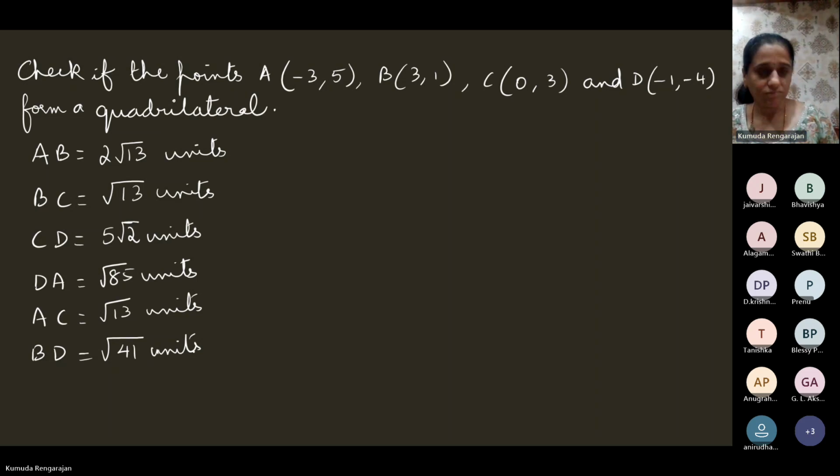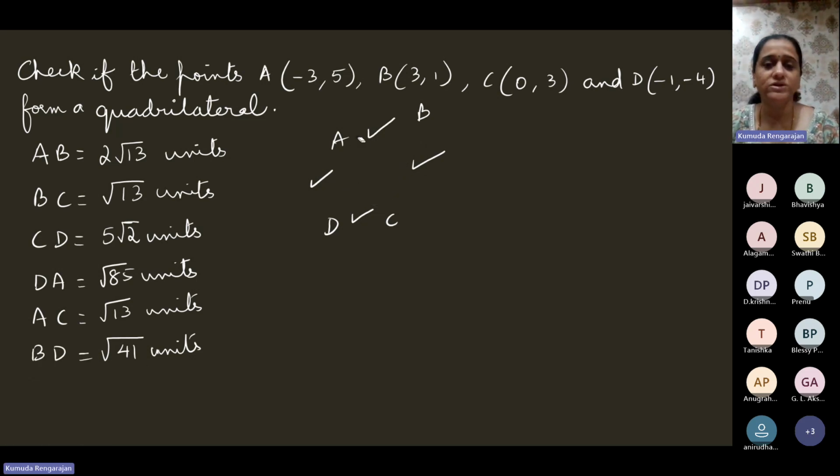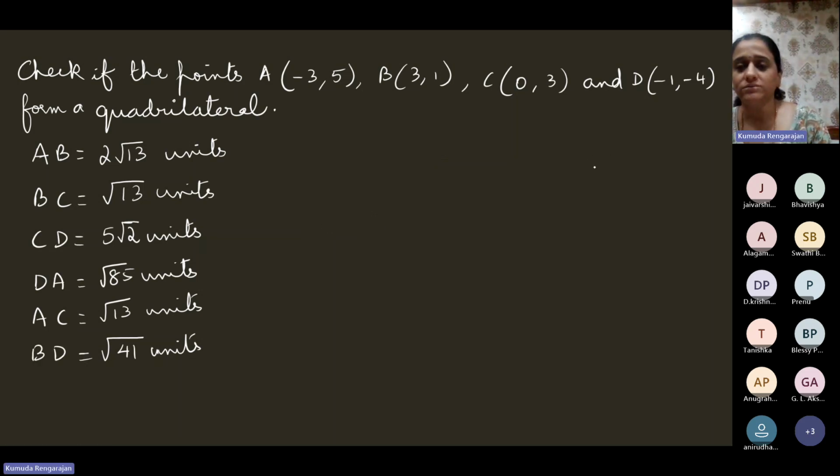So to check if the points A, B, C, D form a quadrilateral, we have found the lengths of the line segments AB, BC, CD, DA, and AC and BD, the diagonals. If at all it forms a quadrilateral ABCD, so we have found AB, BC, CD, DA, AC, and BD. Now let's go back to the definitions. We have seen in standard 9 of a quadrilateral.